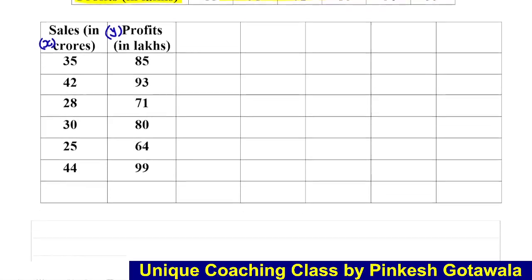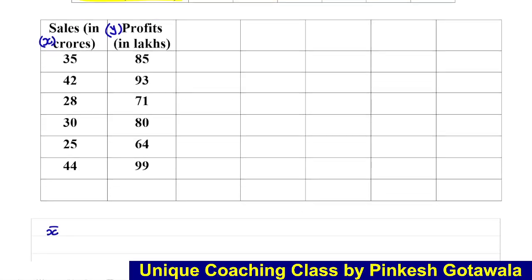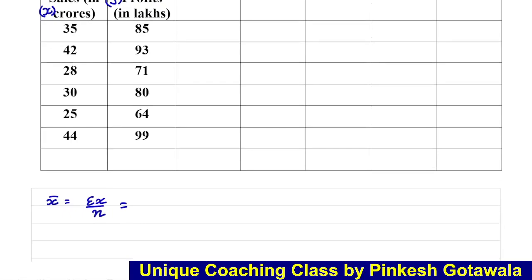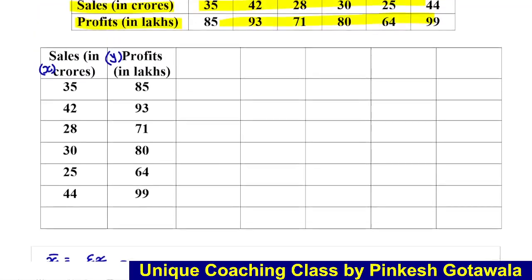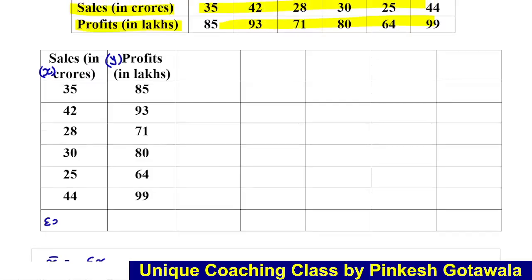So what is the formula of x bar and y bar? How can we find x bar? x bar means sigma x divided by n, and y bar means sigma y divided by n. So we have to find sigma x and sigma y. The total of the x column is sigma x, and the total of the y column is sigma y. So let's find out.